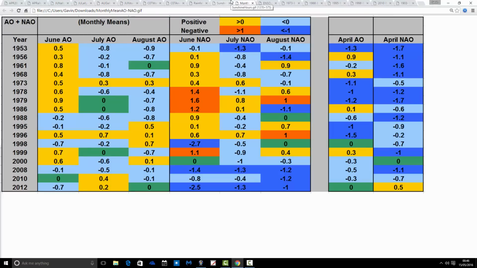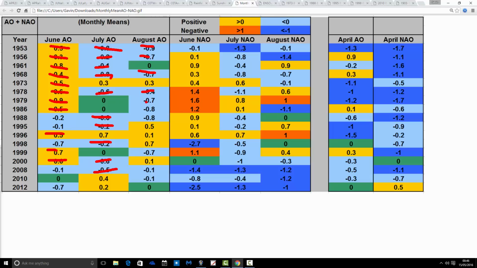James also looked at the Arctic Oscillation and the North Atlantic Oscillation. Again, we see that June tends to be the most positive with the Arctic Oscillation. Remember, the Arctic Oscillation is reflective of blocking in the atmosphere. So where we've got these yellow boxes for June, that's telling us that we're tending to have positive Arctic Oscillation. So not too much northern blocking in the month of June, but we get through to July and we see a lot more blocking coming through, where we've got these blue boxes, and that very often continues into August as well.